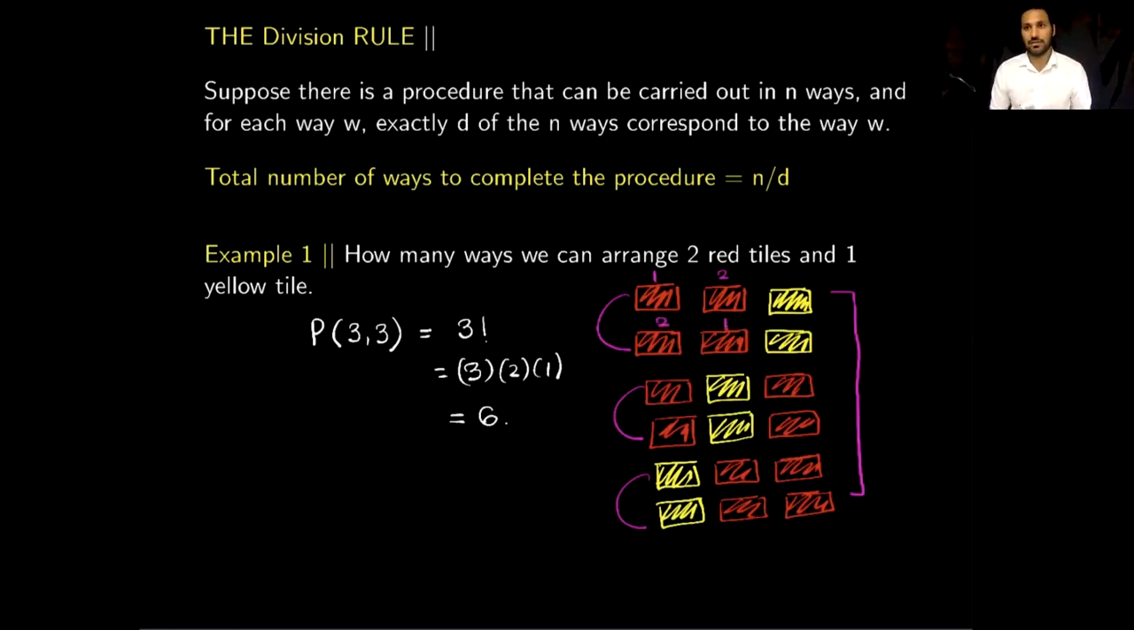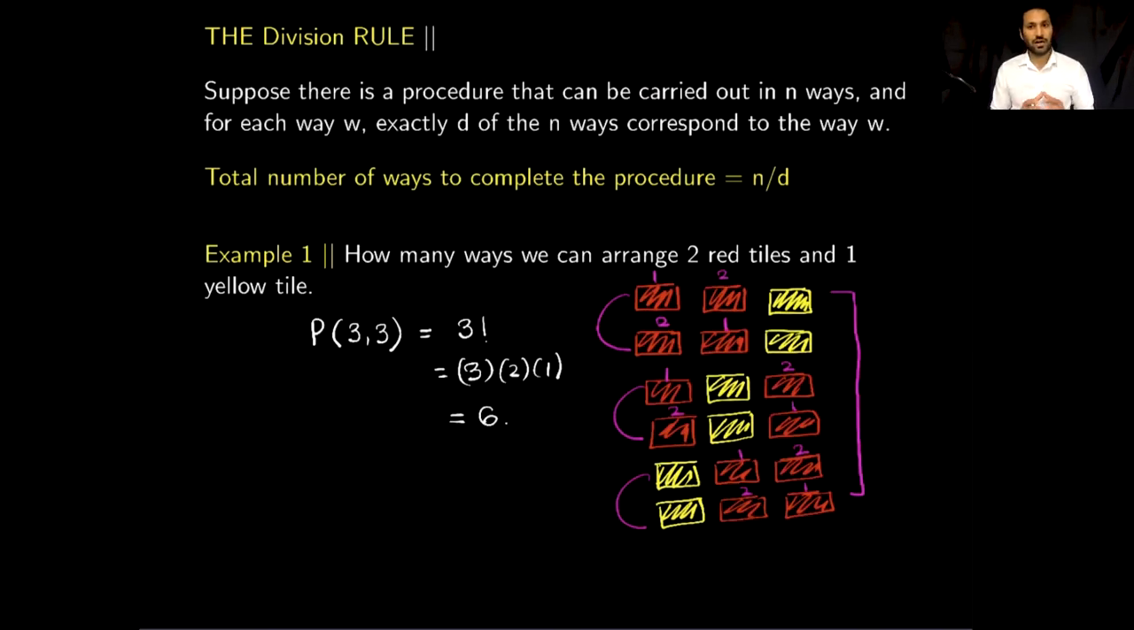For the second arrangement, the tile on the second position moves to the first position, and the tile on the first position moves to the second position, and so on. This will be first tile, second tile, then second tile, first tile. But in our problem we don't need the repetition, because for us, red, red, yellow and red, red, yellow is basically one way. So these are identical ways, and we have to remove these repetitions by using the division rule.